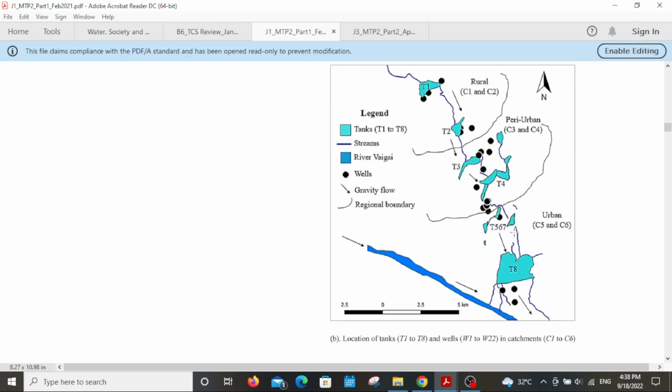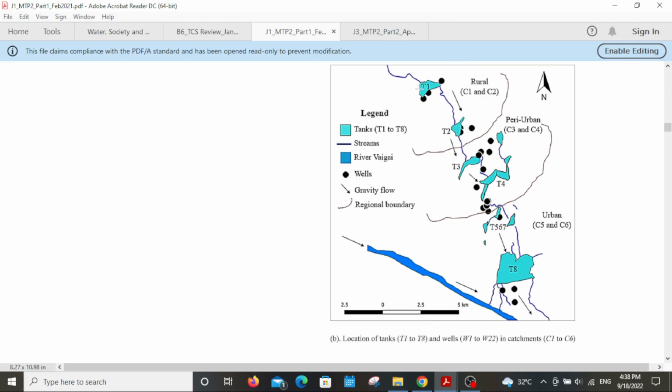More specifically, since we said that we are investigating tank systems, these are the tanks which are in the network. This is tank 1, tank 2, tank 3, tank 4, tank 5, 6, 7, and tank 8. So there are a total of 8 tanks in this Vandiyur tank system, and there are 3 developmental settings, which are rural, peri-urban, and urban.